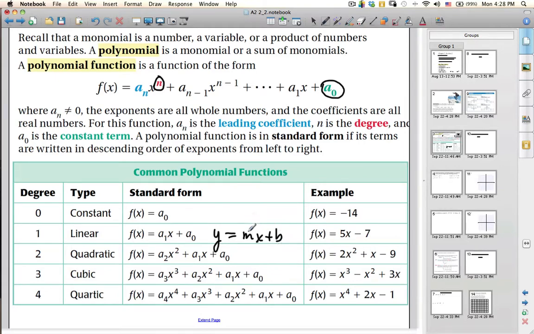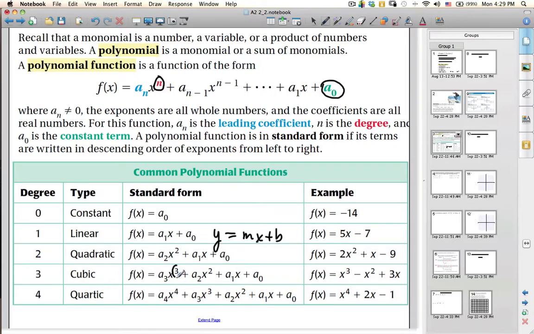The leading coefficient m is the slope, and it looks like this, a linear equation. f of x is equal to 5x minus 7. If the degree is 2, this is what we worked on in the first chapter, it's a quadratic function. It has this form, and it might look like this. And as we move up in this chapter, we're going to be working with cubic functions and quartic functions.